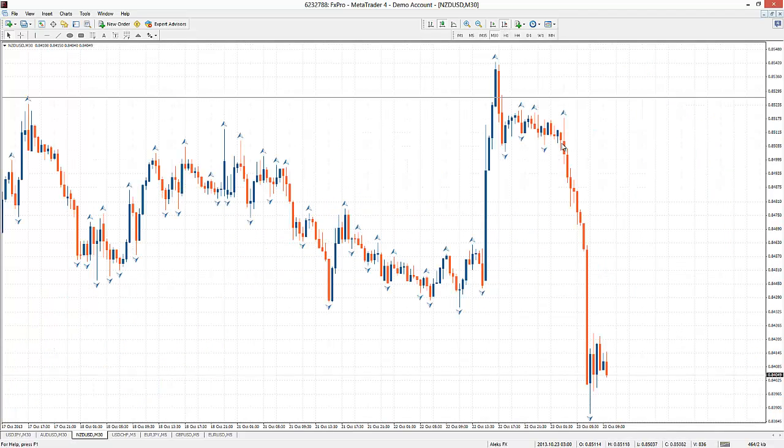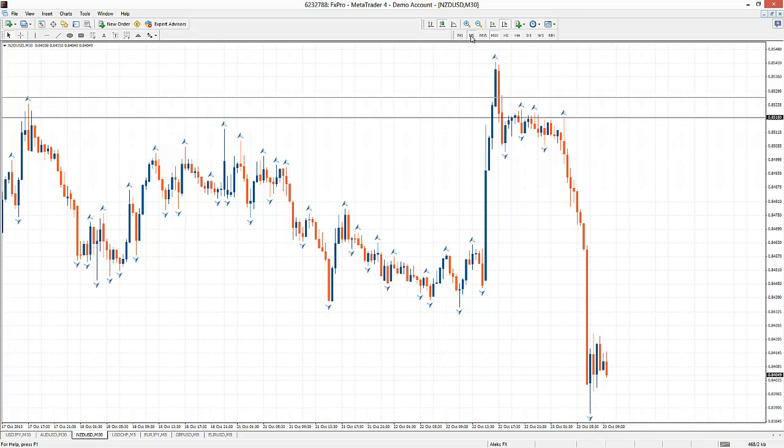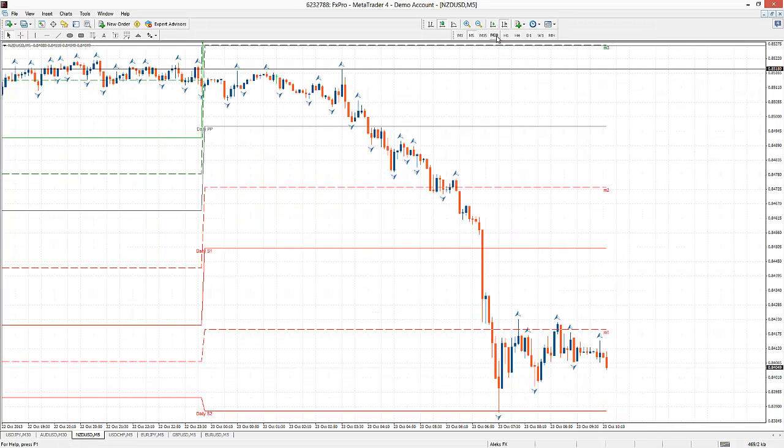Here's the 30-minute chart, big downtrend, broke this down fractal right here, and the market direction changed from down to up at the break of this up fractal. You can see it's miles away. So we're looking for a trading opportunity.